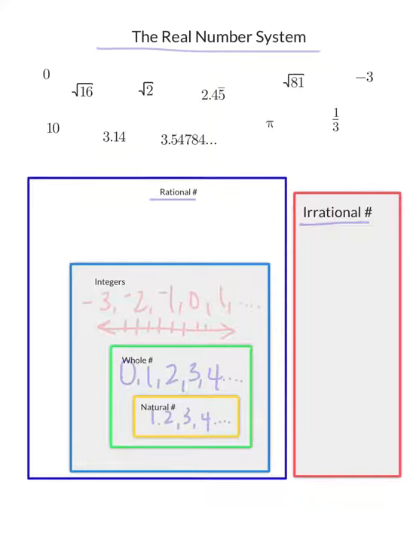Then we get to rational numbers. Now, rational numbers are all the integers, all the whole numbers, all the natural numbers. They're also all the fractions. The definition of a rational number is that it can be written as a fraction. So anytime you see a fraction, it's definitely rational. Okay? We're also going to put perfect squares in here.